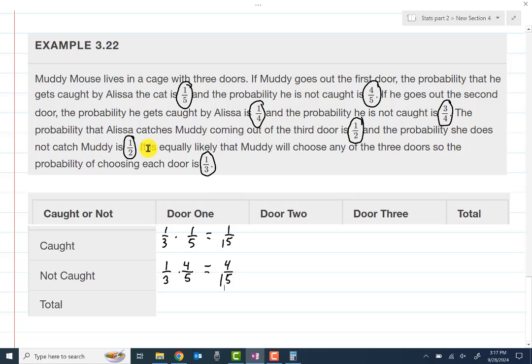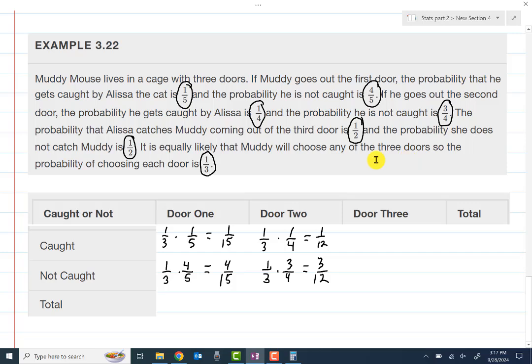All right, if he goes out the second door, the probability he gets caught by Alyssa is 1/4. So remember, he has a 1/3 chance of the door he chooses. So 1/3 times 1/4 equals 1/12. And the probability is not caught is 3/4. So we have 1/3 times 3/4. Now you can write it as 3/12, or you could cancel these 3's and write it as 1/4. I'm going to leave it as 3/12. I think you're going to find having a fewer number of denominators is a good idea.